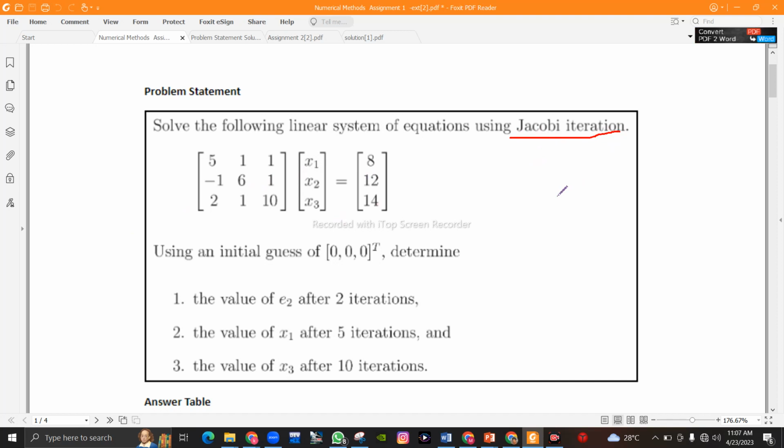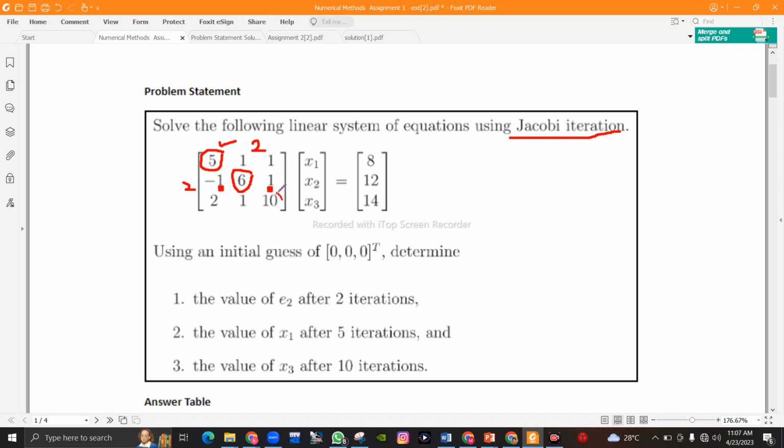Now, the first thing you need to know about Jacobi iteration is that it must be diagonally dominant. When it is diagonally dominant, then we are sure that the question will converge. Look at this now. This is 5. The magnitude 5 is greater than the sum of these two, which is 1 plus 1, which is 2. Then the diagonal of this is dominant. The diagonal of this is 6 and is greater than the sum of this, which is 1 plus 1, which is 2. We are taking the magnitude.